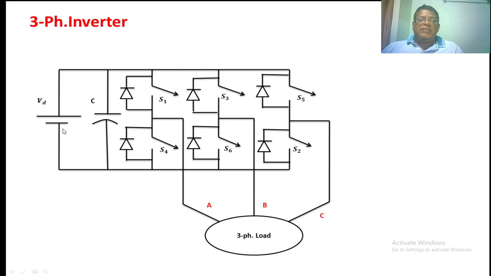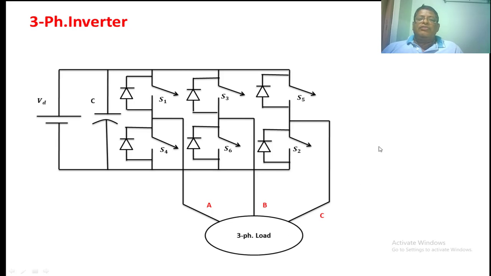Three-phase inverter is nothing but a powertrain circuit which converts the DC voltage to the three-phase AC voltage. Whenever we say three-phase AC voltage, it consists of three phases: A phase, B phase, C phase. Each phase should be displaced by 120 degrees and the frequency also should be the same. So, how do we get this three-phase voltage?